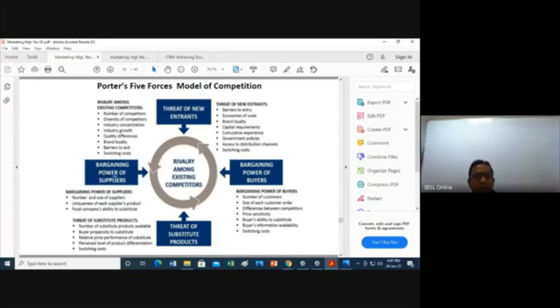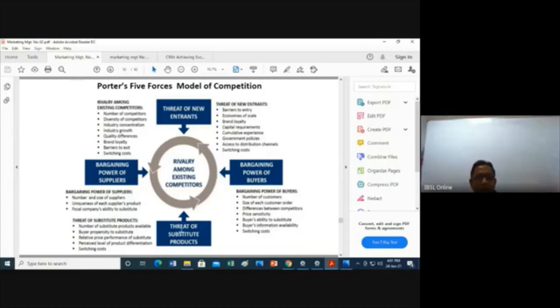Then bargaining power of suppliers. Who are the suppliers here? The depositors. Number and size of suppliers, uniqueness of each supplier's product, focal company's ability to substitute. Bargaining power of buyers. Who are the buyers for a bank? Major buyers are the customers who borrow from us, to whom we lent. Number of customers, size of each customer order, differences with the competitors, price sensitivity, buyer ability to substitute, buyer's information availability, switching cost.